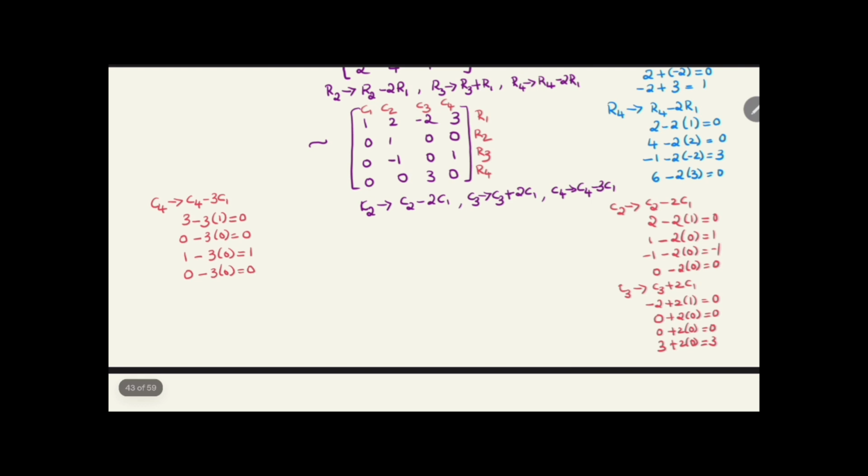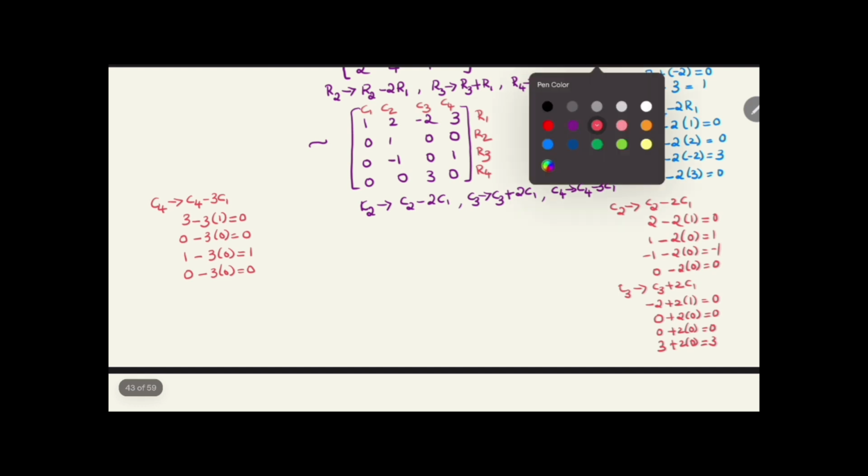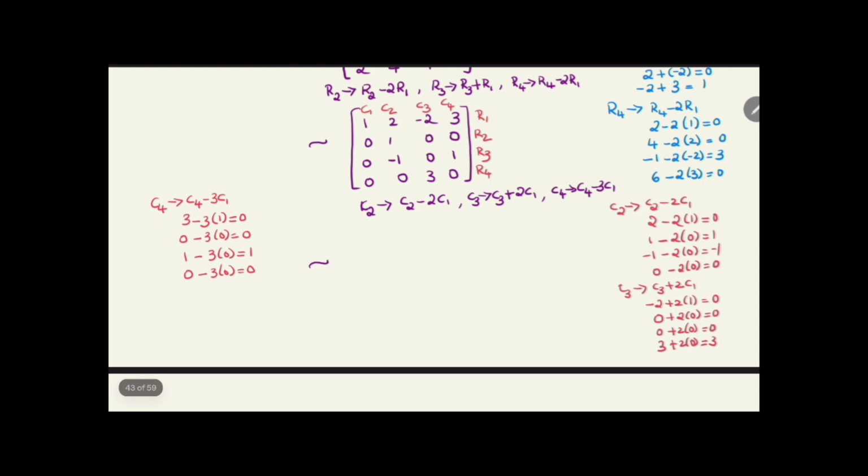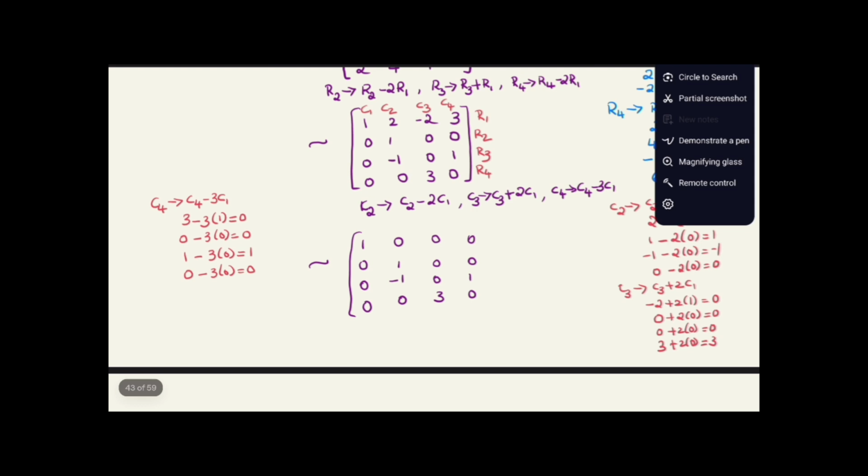So now we will replace C2, C3 and C4 now. The first column remains the same. So equivalent to, always use this symbol only. The first column remains the same, that is 1, 0, 0, 0. What are the new elements of column 2? It is 0, 1, minus 1, 0. For column 3 it is 0, 0, 0, 3. And column 4 it is 0, 0, 1, 0. Yes.